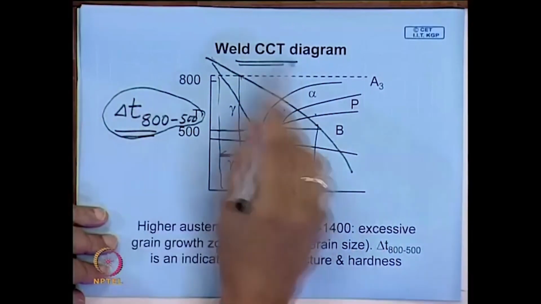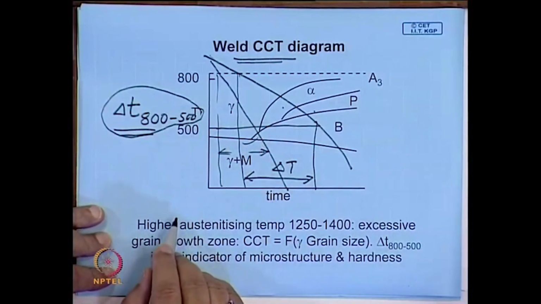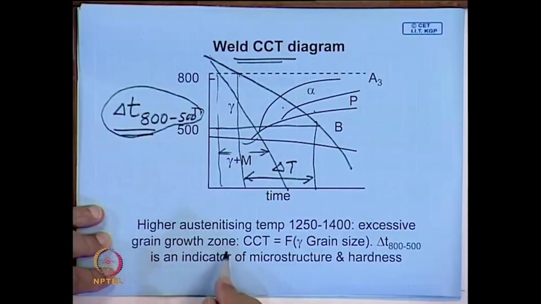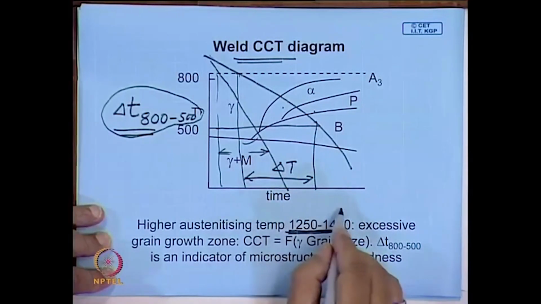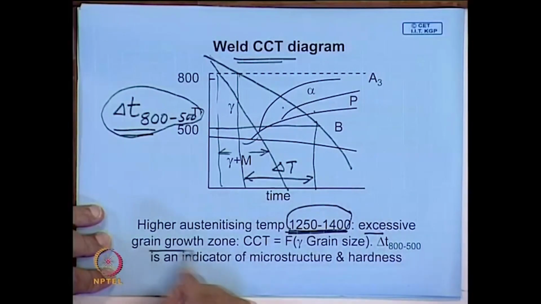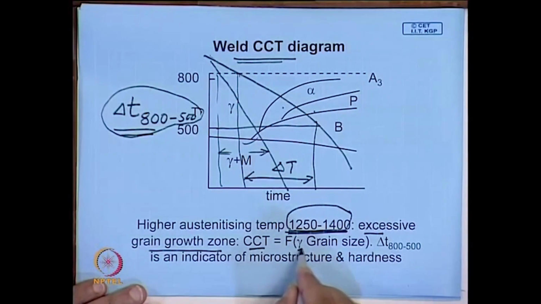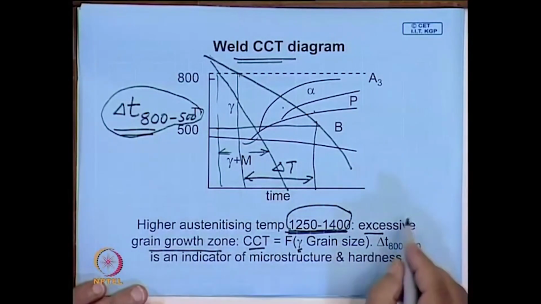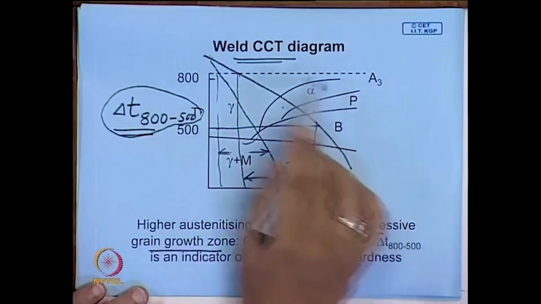So, that means this type of diagram helps us to convert the cooling rate into microstructure, and microstructure can then be related to hardness. So, a higher austenitizing temperature is actually used, and obviously in the welded zone there will be an austenitizing temperature as high as this, where there will be excessive grain growth. And this CCT diagram we know is a function of austenite grain size. So, therefore, to understand this we need some method of calculating the CCT diagram.